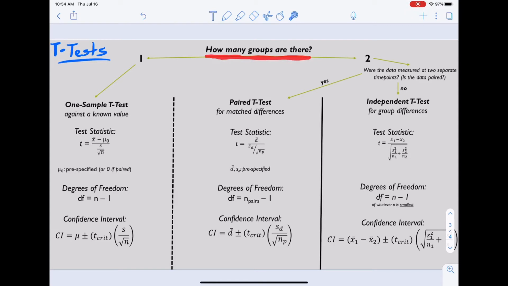Okay, we'll start over here with one group. Okay, so if there's only one group, then the only option you have is to do a one sample t-test, right? So with all of these, we'll take a step back. With all of these, you can't just choose which one you want to do, right?